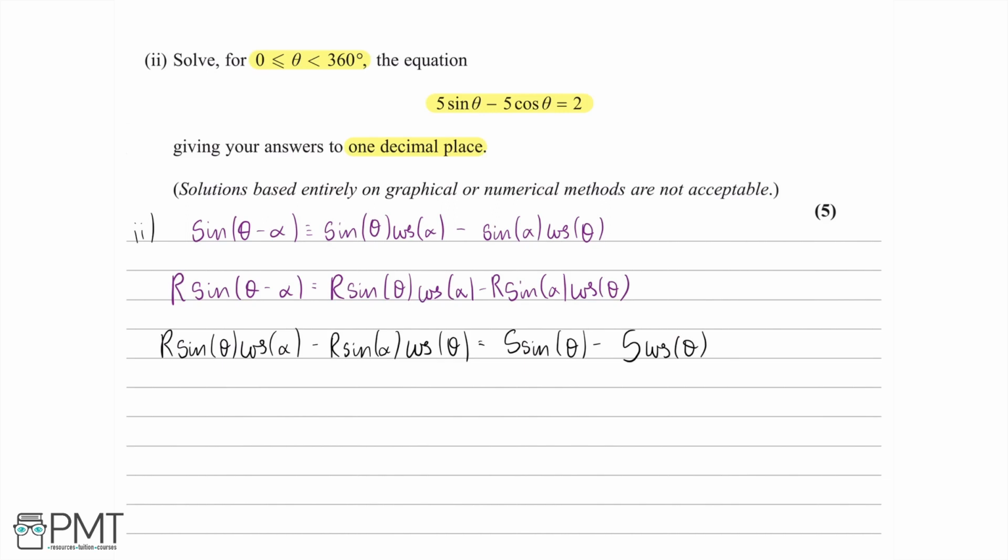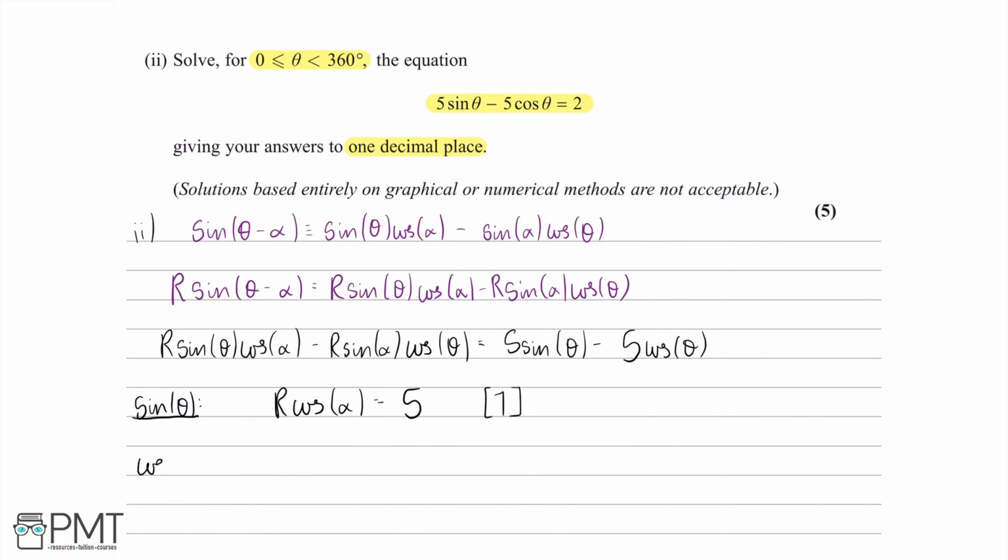So the first thing to do here is compare coefficients of sine theta on both sides. Comparing coefficients of sine theta, on this side our coefficient of sine theta is going to be r cos alpha. And our coefficient of sine theta on this side is just going to be 5. So we have that, and I'm going to call this equation number 1.